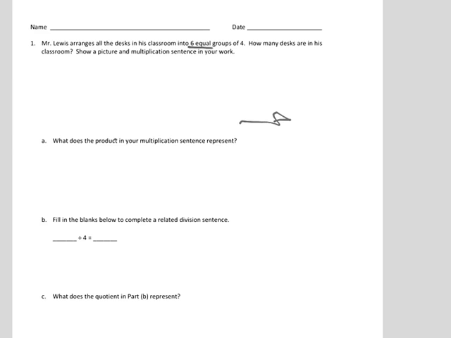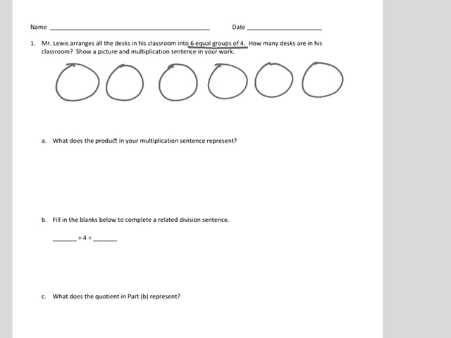For this question, 6 equal groups of 4. We have to show 6 equal groups of 4. So for that, let us draw 6 equal groups. So 1 group, 2 group, 3 group, 4 group, 5 group, 6 group. Equal groups of 4. So let's put 1, 2, 3, 4 in each group.